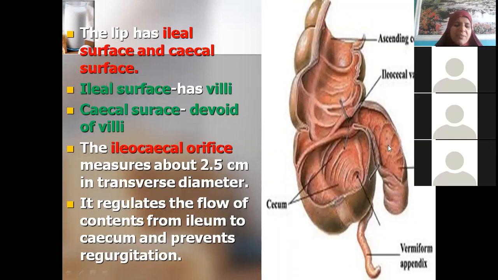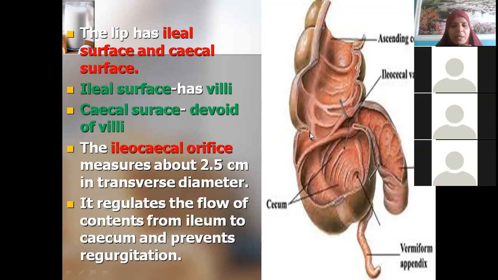Villi is chiefly concerned with absorption in the ileum, of water, minerals and B complex vitamins. So this ileocecal orifice is overall measuring about 2.5 centimeters in transverse diameter, and its function is to control the contents from the ileum to the cecum. When undigested food is entering from the ileum, it will be allowed to enter into the cecum. Once all undigested food has entered, that means the fecal matter almost, this valve will close so that it will prevent the regurgitation.